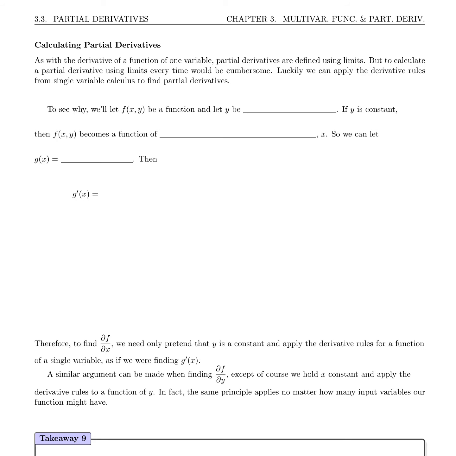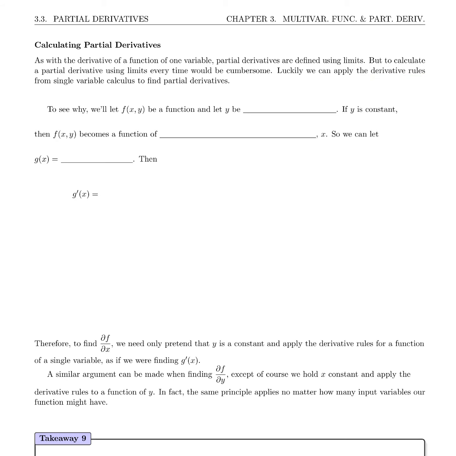In this video, we're going to talk about how to calculate partial derivatives. In the last section and the last video, we saw that partial derivatives, like single variable calculus derivatives, are defined using limits. But if we had to use a limit every time to calculate a partial derivative, that would be really cumbersome. Luckily, we can apply the derivative rules from Calculus 1 to find partial derivatives.